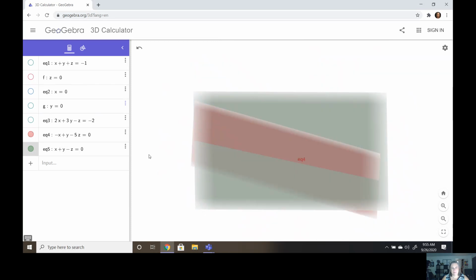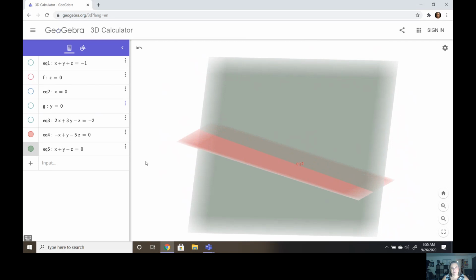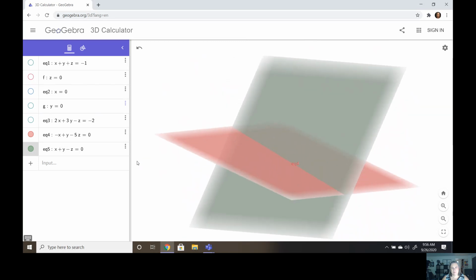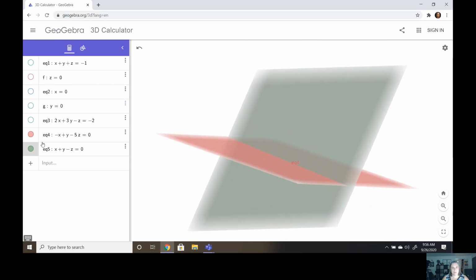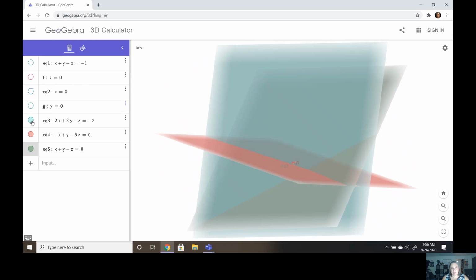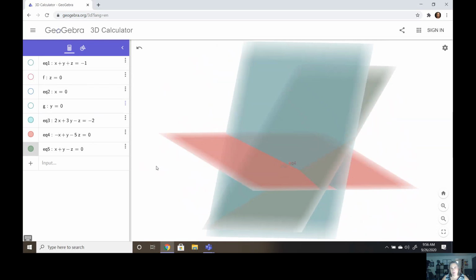And if I take out the blue, you see these two intersect at a different line. So two planes, as long as they don't have the same slope, they do intersect at a line. But when I put 3 in, they all intersect sort of at a point. And can you see that they would intersect at this point right here, whatever that is?